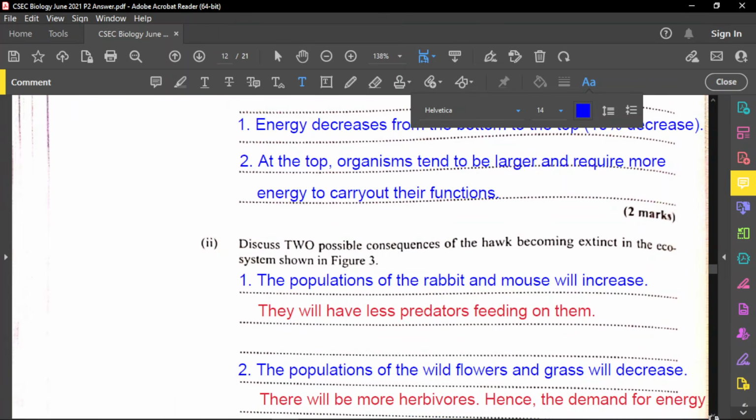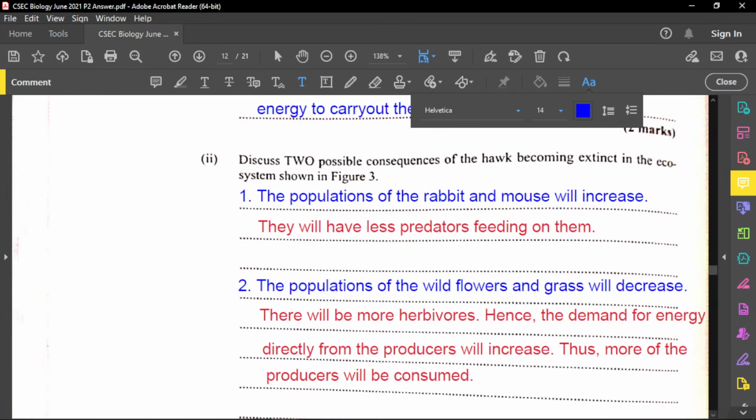Now, for part 2 of this section, is to discuss 2 possible consequences of the auk becoming extinct in the ecosystem in figure 3. And so if the auk becomes extinct, what will happen is the population of rabbits and mouse will increase. And you can just rewind and go back to the food web, and you see exactly what I'm talking about. So again, the population of rabbit and mouse will increase for sure, and so they will have fewer predators feeding on them. That's the reason why there's an increase.